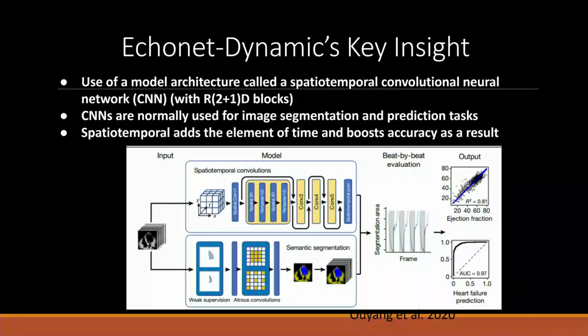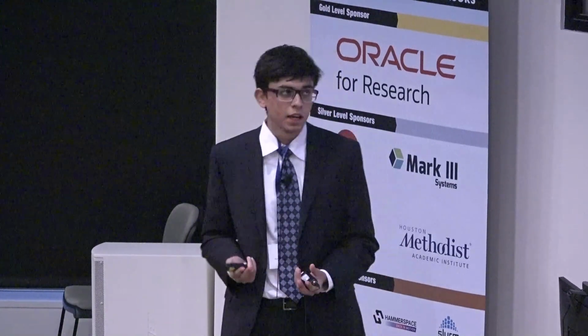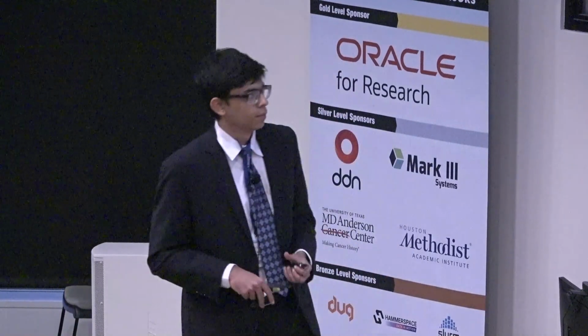The key insight from their study is their model architecture. They used a spatial-temporal convolutional neural network with R(2+1)D blocks. So what this means is CNNs are widely known, most likely. CNNs are used in all kinds of fields, for tasks like object detection, segmentation, classification, all that. And so they're widely known. Spatial-temporal is the special element here, where it adds the element of time. And this is important for video data because videos are time series of 2D frames.